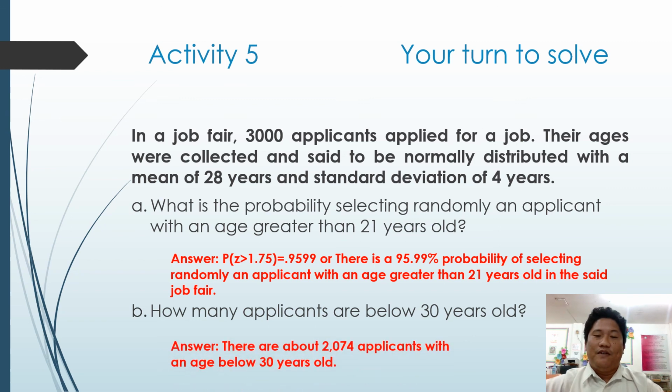How many applicants are below 30 years old? The answer is there are about 2,074 applicants with an age below 30 years old. So out of 3,000, there are about 2,074 that are below 30 years old. So the rest of the 3,000, which is 926, are 30 years old or above.